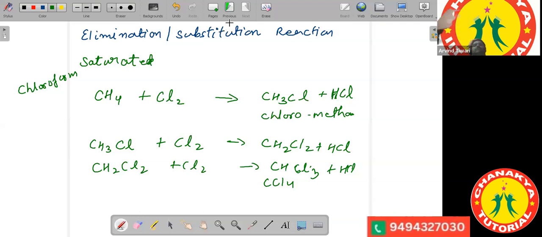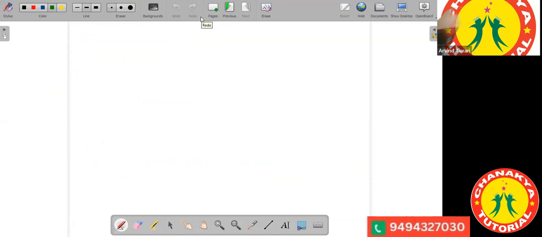Okay. So these were the addition reactions and substitution reactions. Today we have done two types of reactions. Addition reactions are performed only in unsaturated hydrocarbons, and substitution reactions are performed in saturated hydrocarbons.